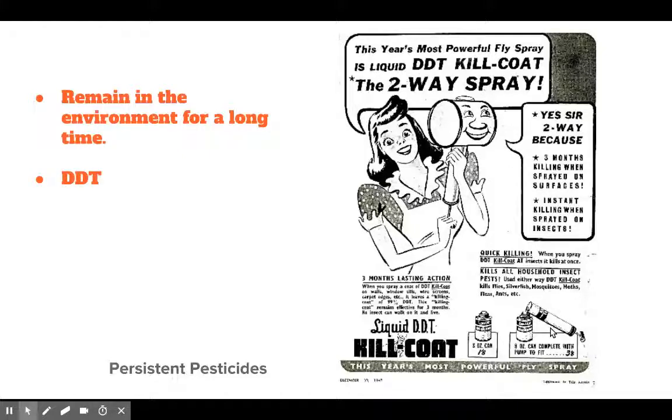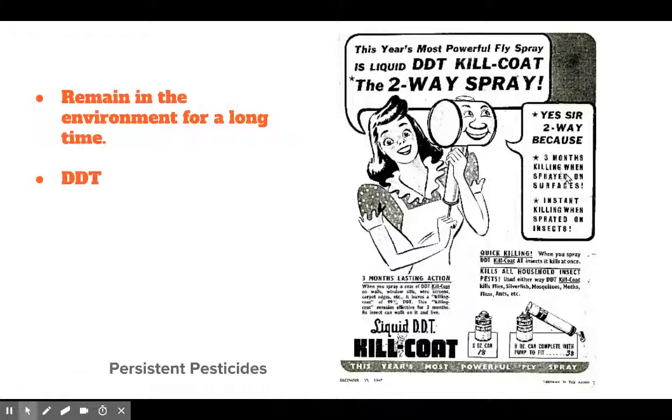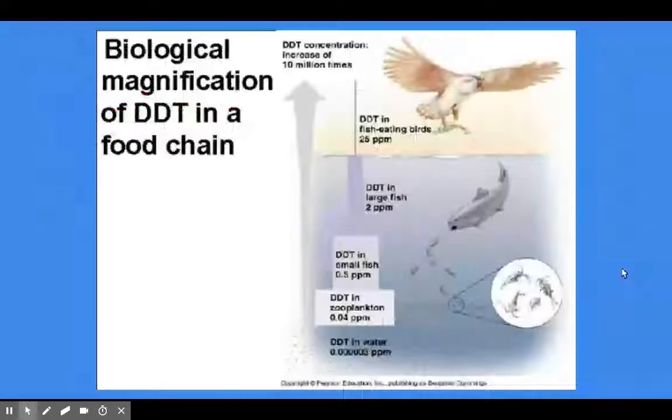And we saw this with DDT. I mean, look, this is an ad, and you can spray your surface and 3 months killing when sprayed on. That's insane. So it'll sit there, and they were using this, I believe, to kill flies. Quick killing, kill coat, just kind of scary stuff.